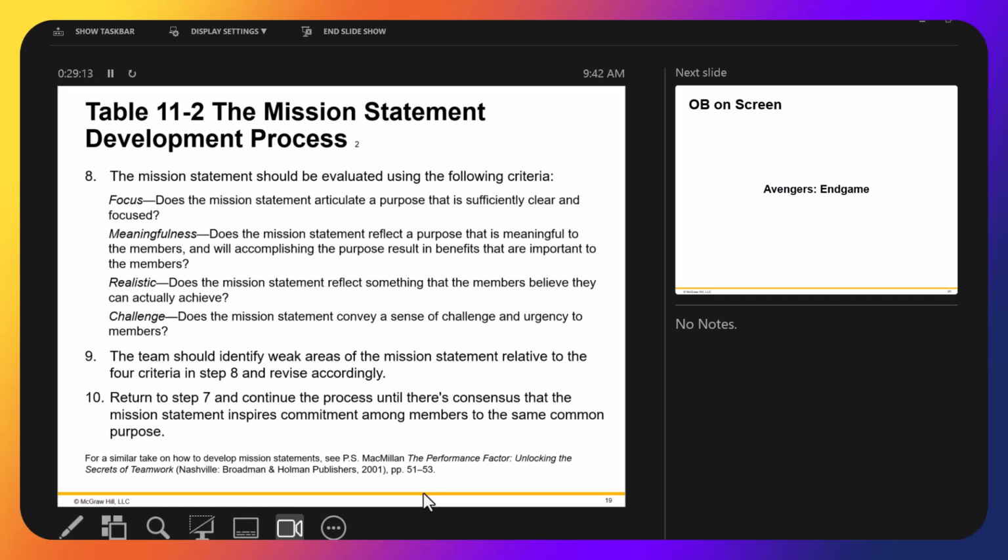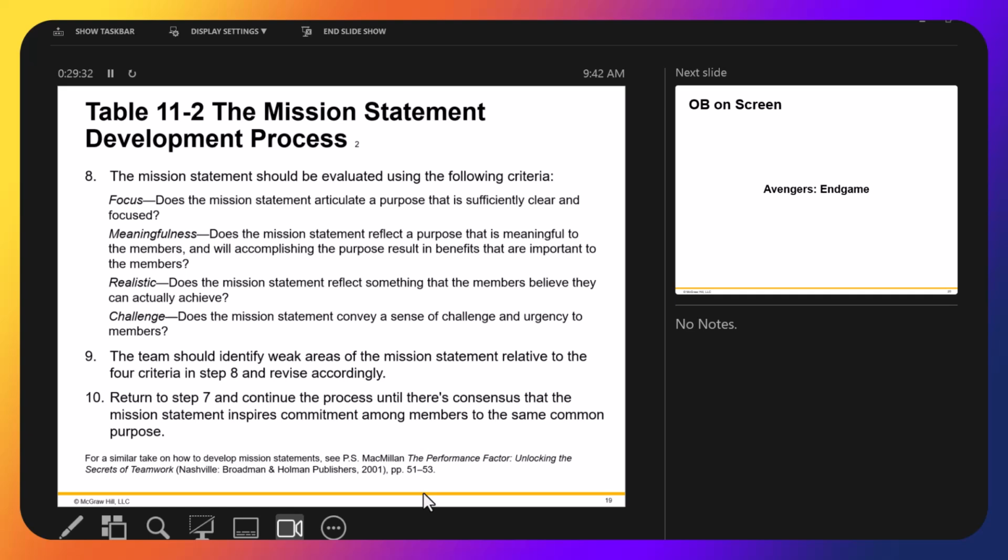The team should identify weak areas of the mission statement relevant to the 4 criteria in step 8 and revise accordingly. Return to step 7 and continue the process until there is consensus that the mission statement inspires commitment among members to the same common purpose. So you see, there is a process.